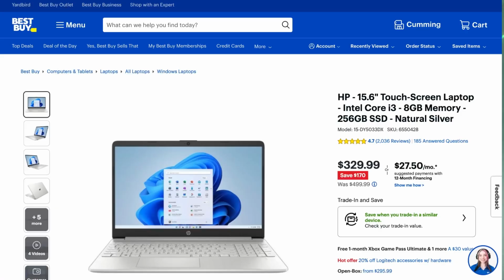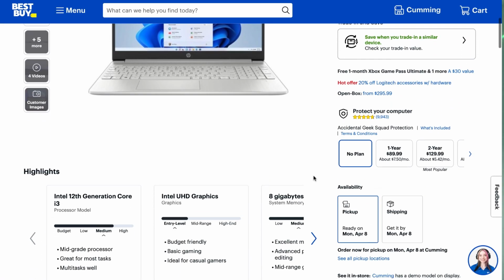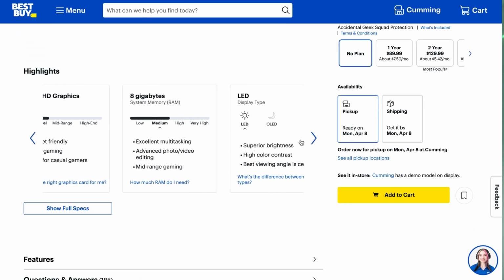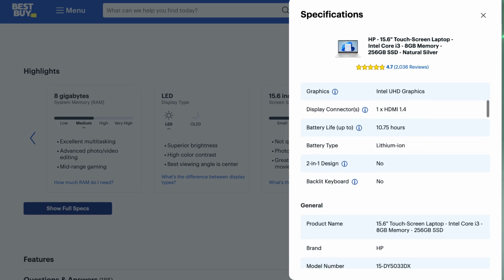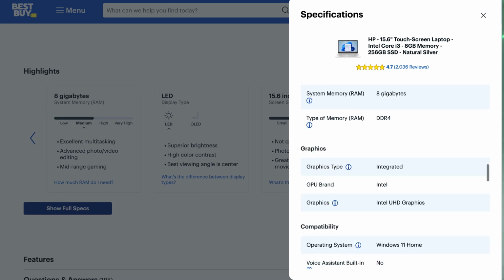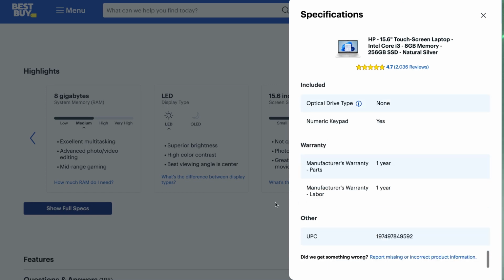Stepping things up a bit to the $500 mark, we should really talk about the HP 15.6-inch touchscreen laptop. Simple name, but it gets you a baseline Intel Core i3 chip paired with 8 gigs of RAM and 256 gigs of storage. Plus, it finally has Windows 11, which makes this a great value for someone who wants to have a good laptop experience on a budget.